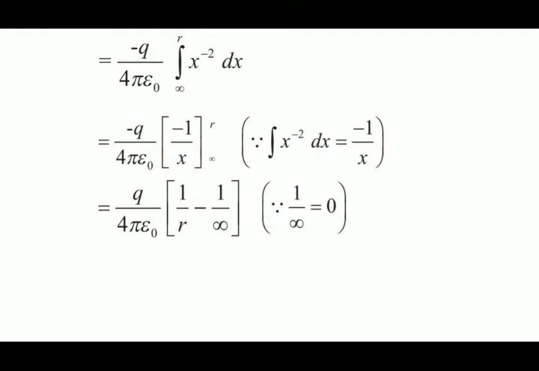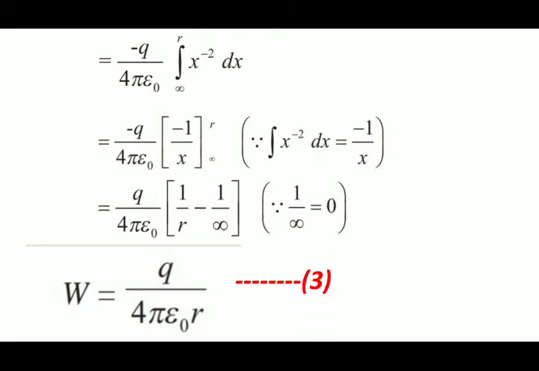Since 1 upon infinity itself is 0, finally, on the left hand side, what we are having is the work done. So finally we can say that W is equal to q upon 4 pi epsilon naught r. So this is the work done. By definition, this is the electrostatic potential at A due to charge Q. So label this as equation number 3.